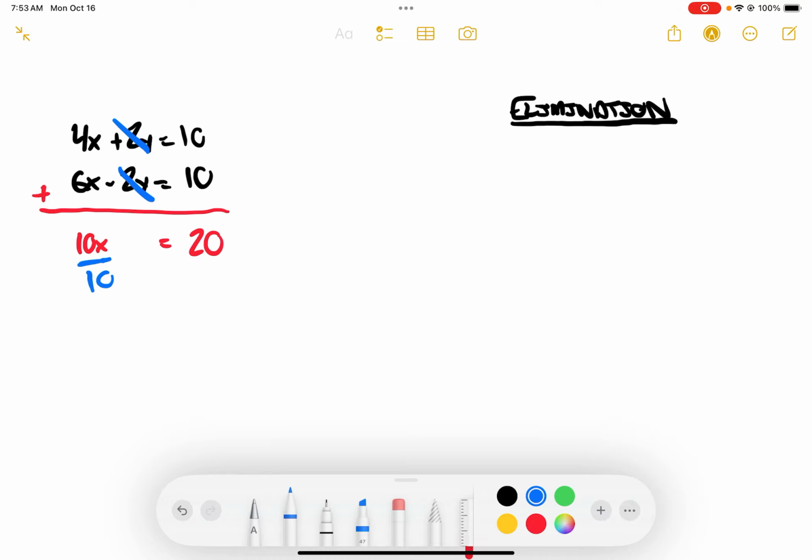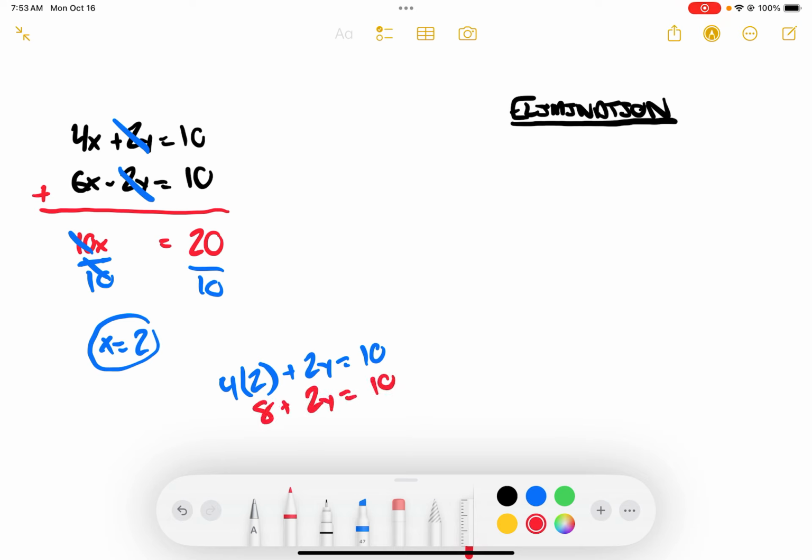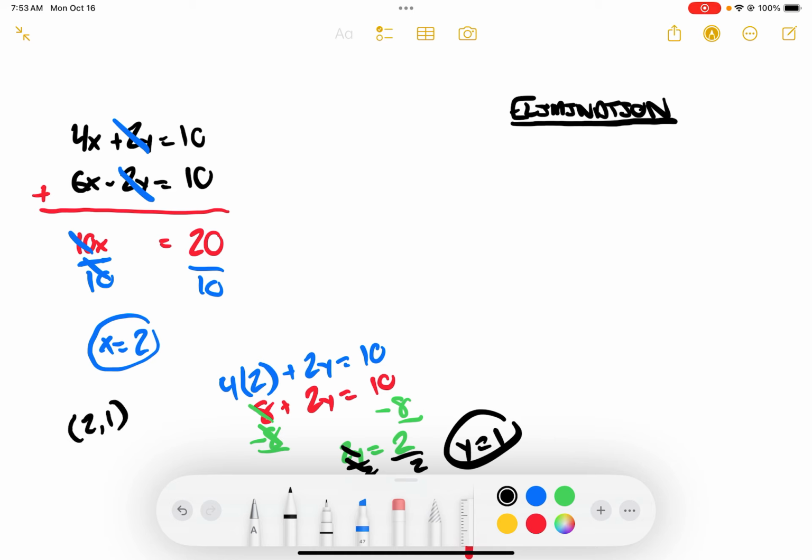So now it's just one step away. I just have to divide both sides by 10. x equals 20 divided by 10, which is 2. And now I just plug that back into one of my equations to find the other one. So 4 times x plus 2y equals 10. 4 times 2 is 8. And now it's just a two-stepper. I have to subtract 8 from both sides. 10 minus 8 is 2. And then I just have to divide by 2. And 2 divided by 2 is 1. So now we have a very satisfying ending to our problem because we used elimination.